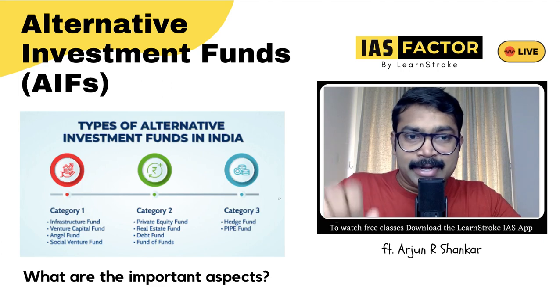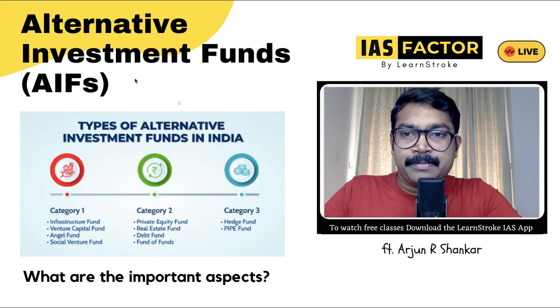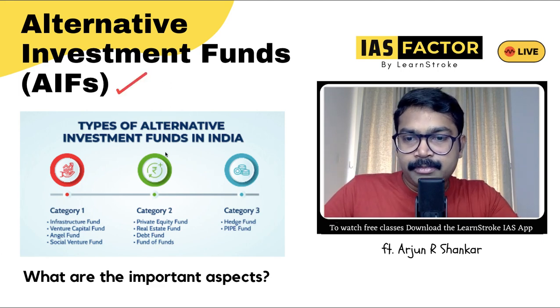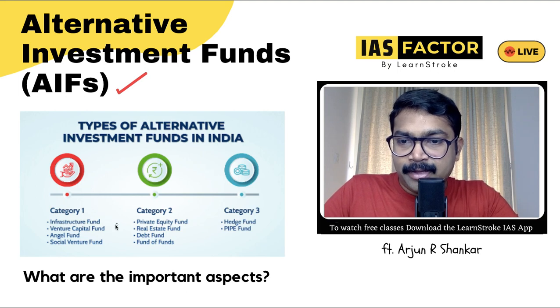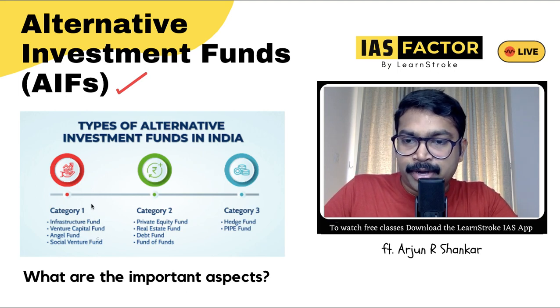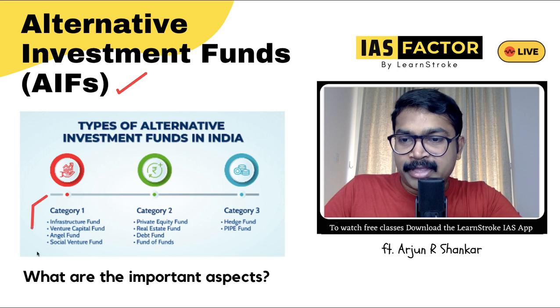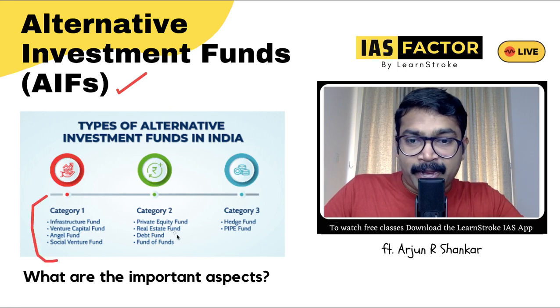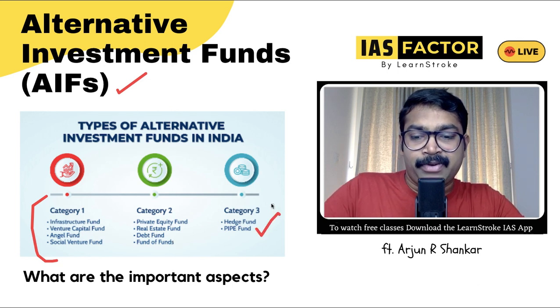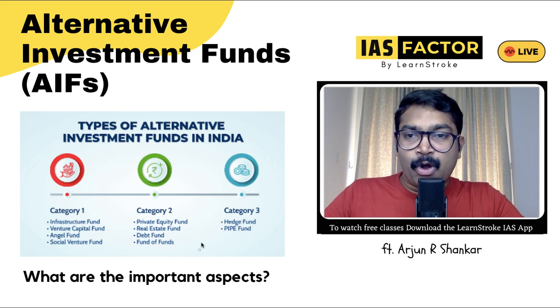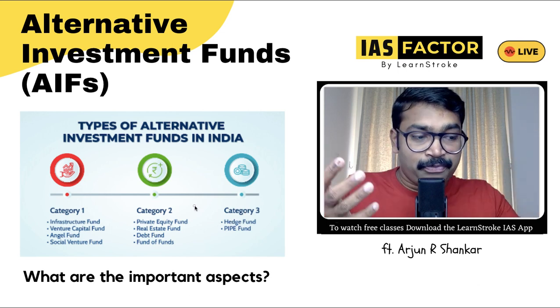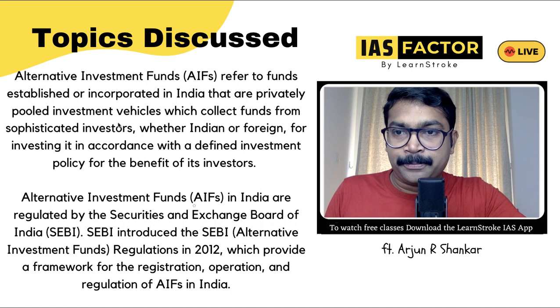Now the next important concept is what AIFs are. You can see three categories. One is infrastructure fund, venture capital fund, angel fund, social venture fund, something like the startups you see getting funded. Second is private equity fund, real estate fund, debt fund, fund of funds. And the third category is hedge fund and PIPE fund. Let's quickly understand what alternative investment funds are.